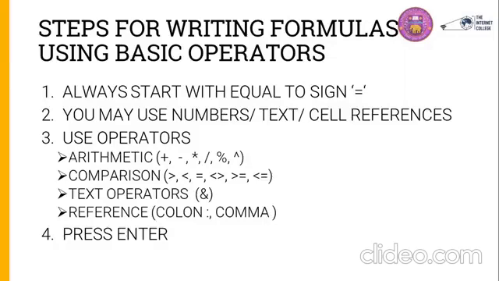The other thing which we use in our formulas are the operators. There are 4 commonly used basic operators in Excel. We have arithmetic operators, comparison operators, text operators, and reference operators, and we can use any of these operators. And finally, once I have typed the expression of the formula, to get the result of the formula, I will press enter.